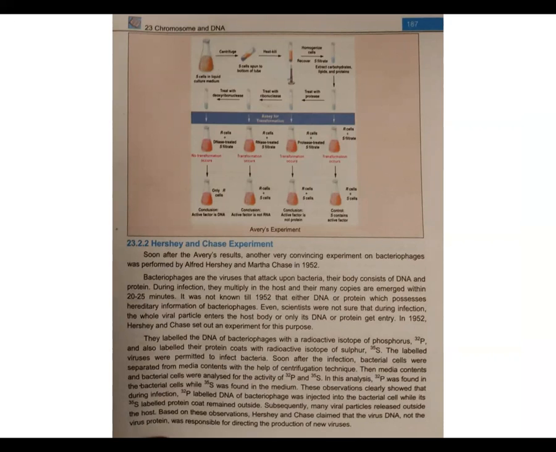Now, during infection, they multiply in the host and make many copies within like 20 to 25 minutes. It was not known until 1952 whether DNA or protein possesses the hereditary information of bacteriophages. Even scientists were not sure. During infection, the whole viral particle usually remains outside the body, and only the DNA or protein gets entry. So we do know now that it's obviously the viral or phage DNA, but till that time it was not initially quite clear. In 1952, Hershey and Chase carried out an experiment for this purpose.